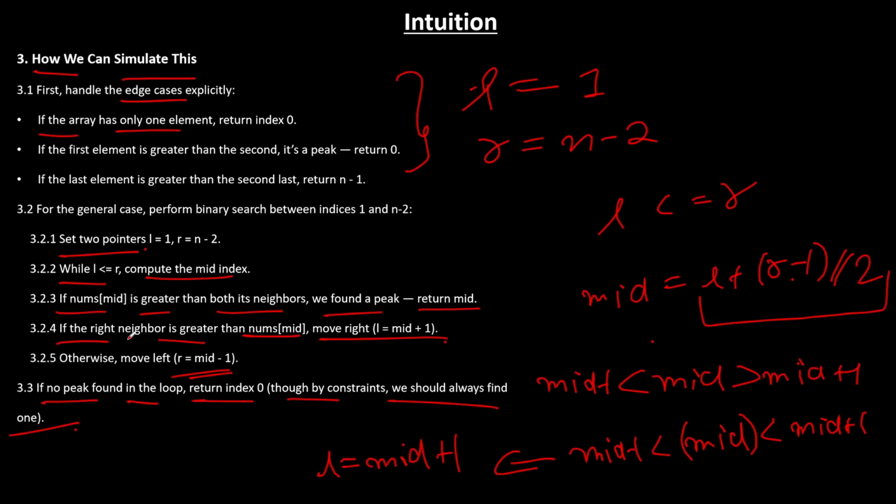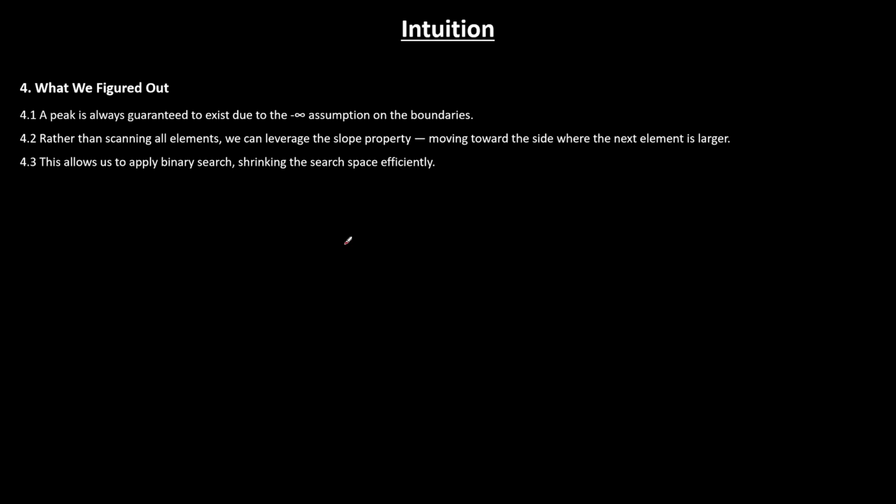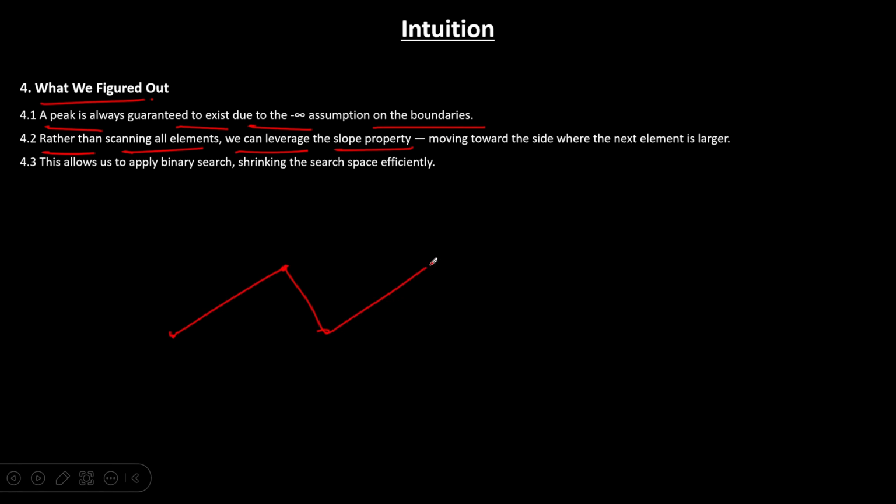Let's move to the next slide. Now, what we figured out is that a peak is always guaranteed to exist due to the negative infinity assumptions on the boundary. Rather than scanning all the elements, we can leverage the slope property, because the slope property is basically this bitonic sequence in binary search. There is a monotonic sequence which keeps going this way, and this is the bitonic sequence.